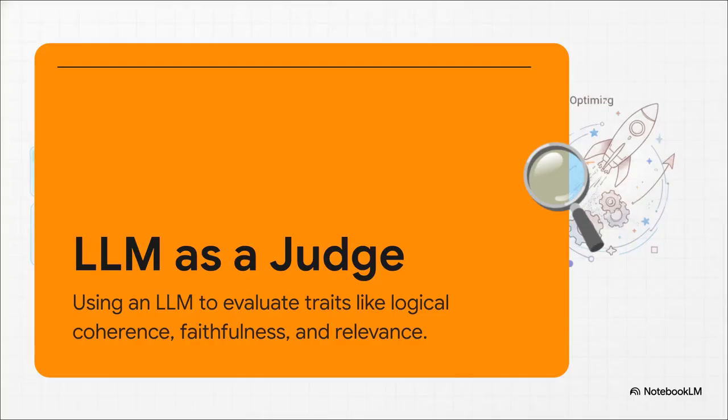But here's the tricky part about generative AI. It generates human-like text, and traditional math doesn't always capture the nuances of human language. That leads us to a really fascinating solution known as LLM as a judge. Because LLMs understand context so well, you can actually prompt one AI to act as an impartial judge for another AI. It can evaluate subjective traits like logical coherence, faithfulness to the source material, and overall relevance. It's kind of wild when you think about it, using AI to grade AI.